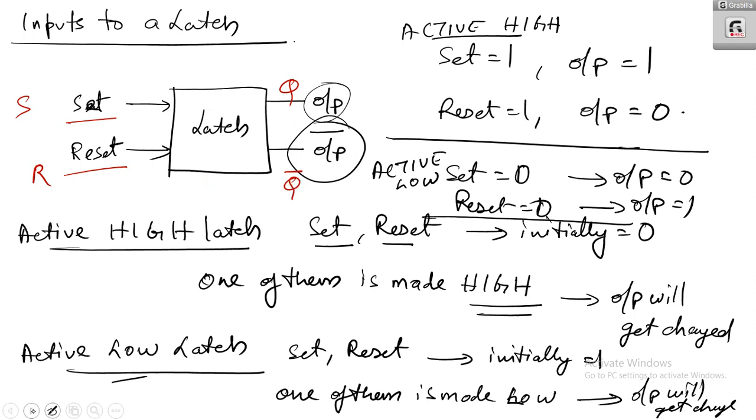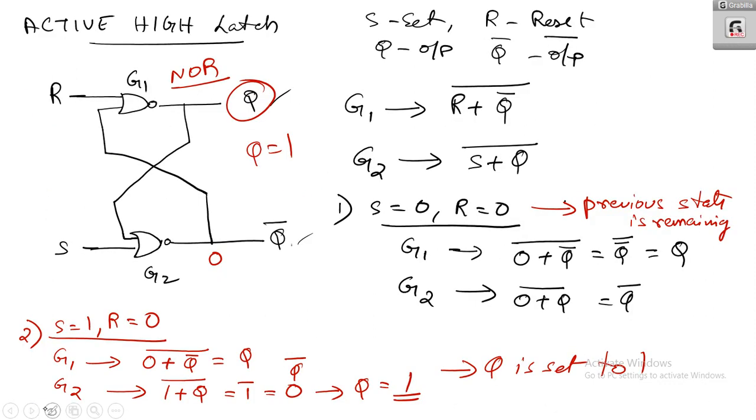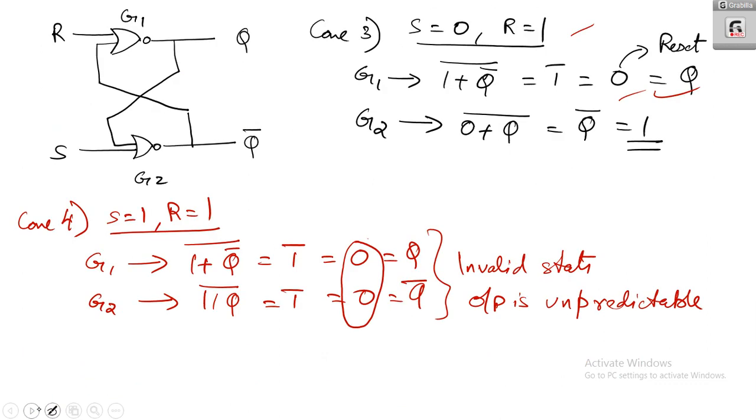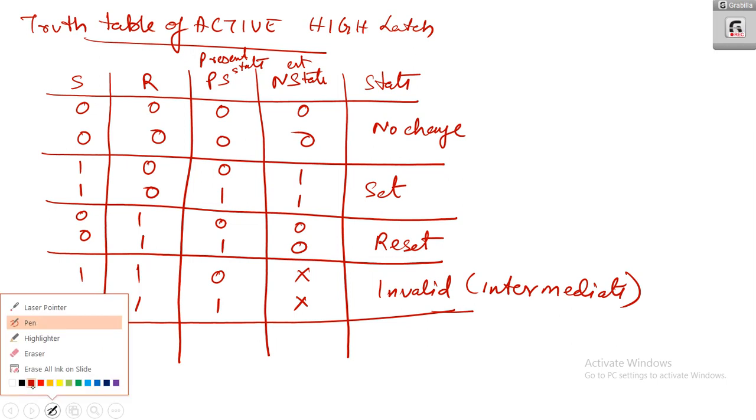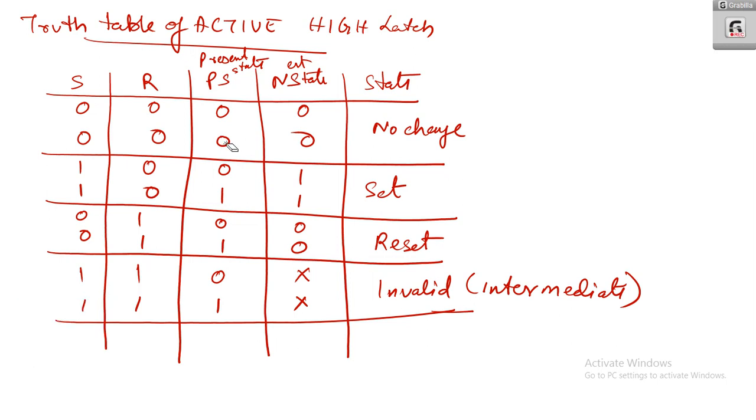Now coming to the first example, the active high latch. The example is with the help of a NOR gate, and I have explained the four cases. While drawing the truth table, the present state can be 0, and sorry, here we will get 0 and 1. There was a mistake here. Here we get 0 and 1 only. There is no change.